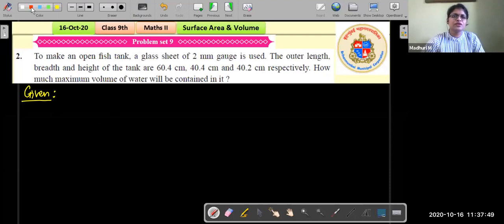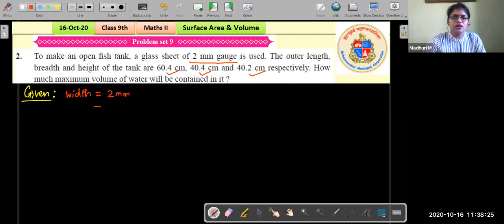So what is given in this question? We are given that to make an open fish tank, a glass sheet of 2 millimeter gauze is used. The other length, breadth, and height of the tank are 60.4 centimeter, 40.4 centimeter, and 40.2 centimeter respectively. How much maximum volume of water will be contained in it? So what are we given? We are given that the width of that sheet is 2 millimeter.